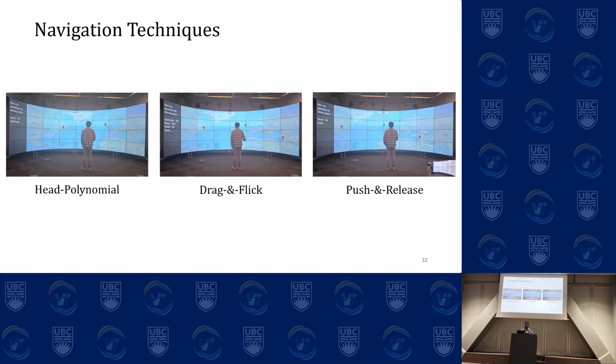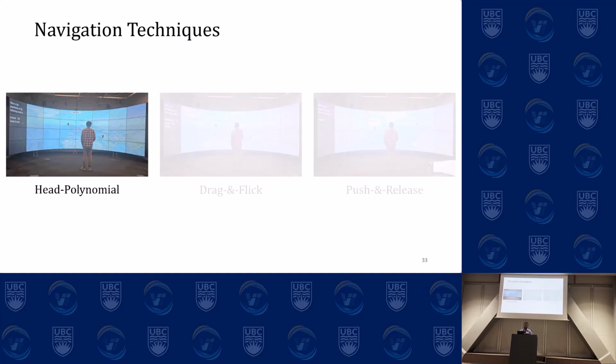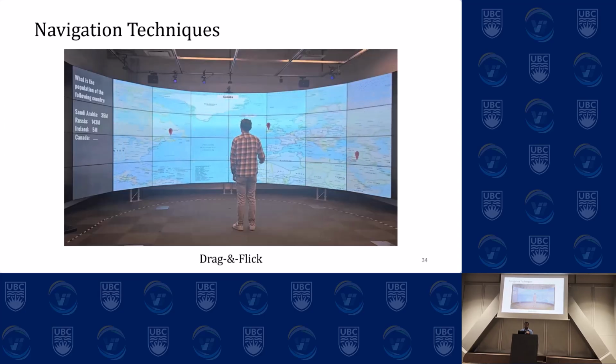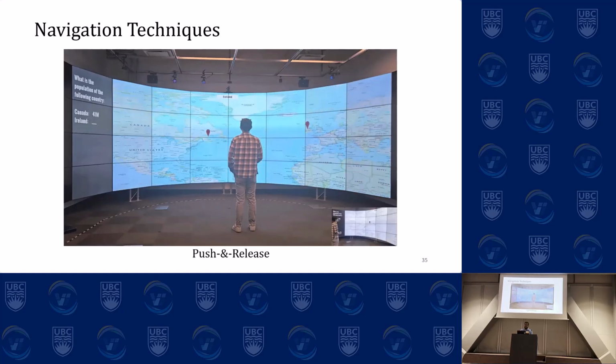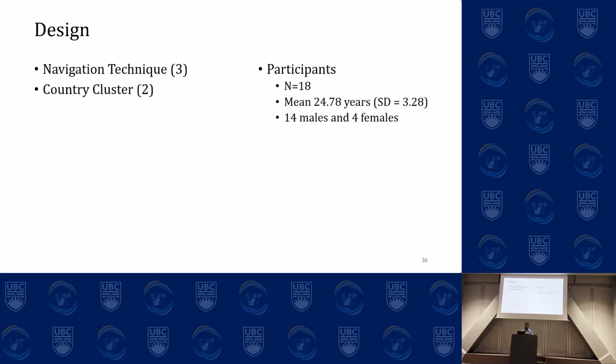We had 3 navigation techniques. With head polynomial, the user navigated using only their head movement, just as you've seen in our study 1. With drag and flick, users held a controller button and moved their hand to drag the map. With the push and release, the user simply pushed the controller joystick left or right to move the map continuously. We had 3 navigation techniques and 2 country clusters. We had a total of 18 participants for our study 2.